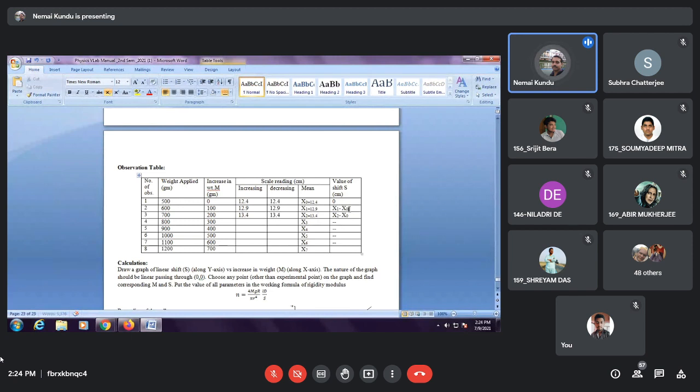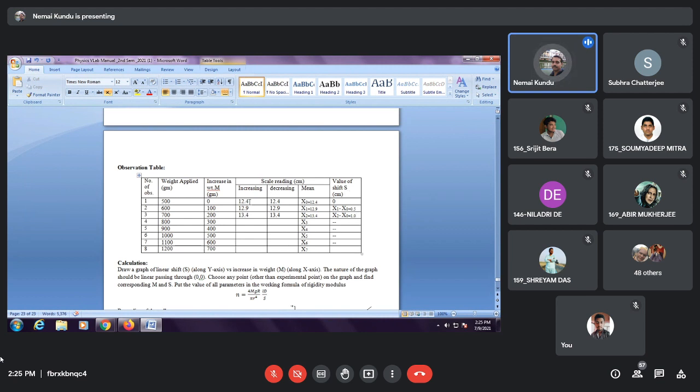Now the value of the shift S is 0 for the first increasing load. For the next value, the difference between x1 minus x0: 12.9 minus 12.4, that is 0.5. Similarly for the next, x2 minus x0: 13.4 minus 12.4, that is 1.0. So that is the method for taking the reading and calculating the value of the linear shift.